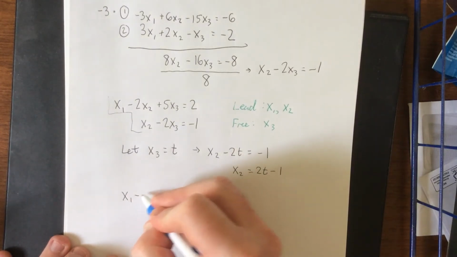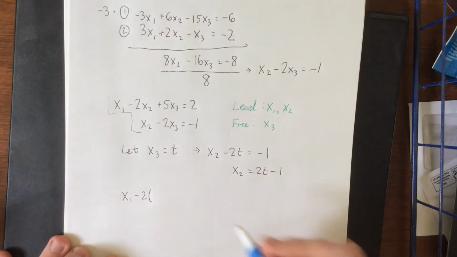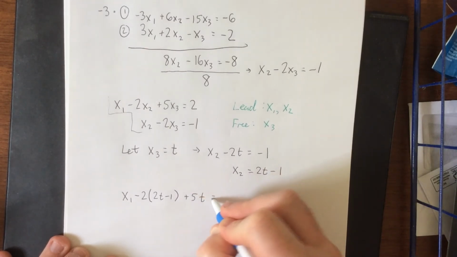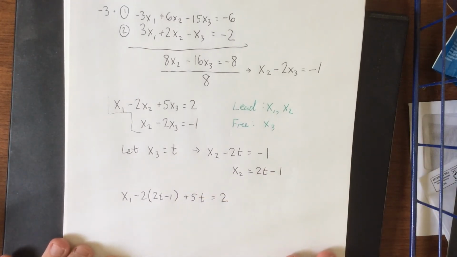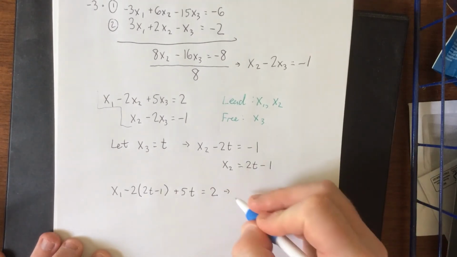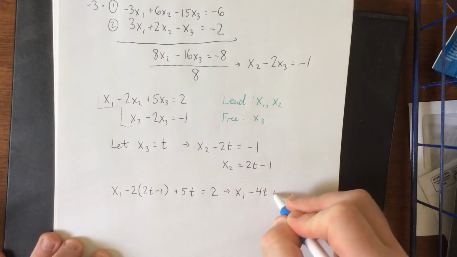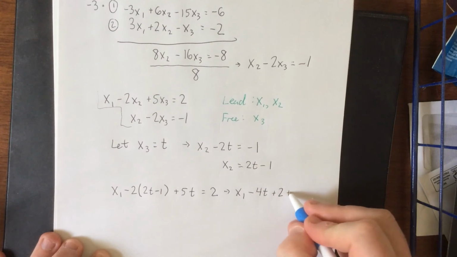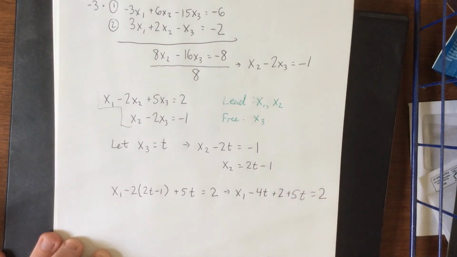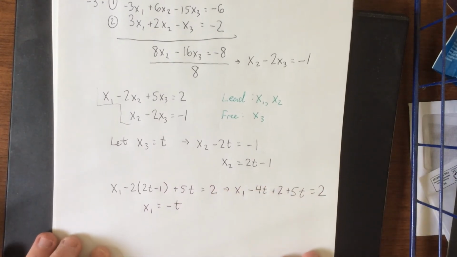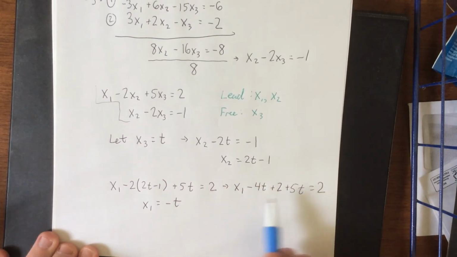So x1 minus 2 times, formerly known as x2, that'll be 2t minus 1, plus 5 times t is equal to 2. This is going to require some algebraic manipulation, so let's do so. We'll start by distributing the minus 2. We'll get minus 4t plus 2, and then plus 5t, and this is all equal to 2. Combining the t's and subtracting the 2's, I believe we are going to wind up with x1 plus t is equal to 0. Yep, x1 is equal to negative t.